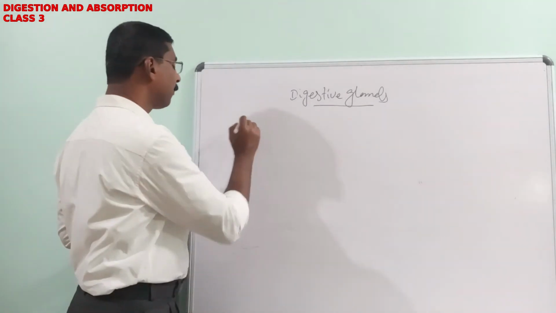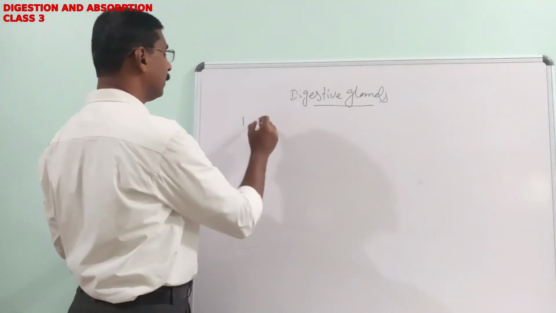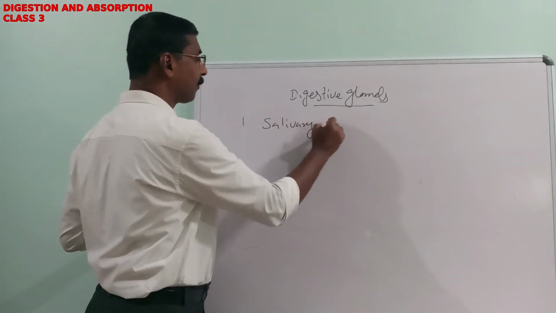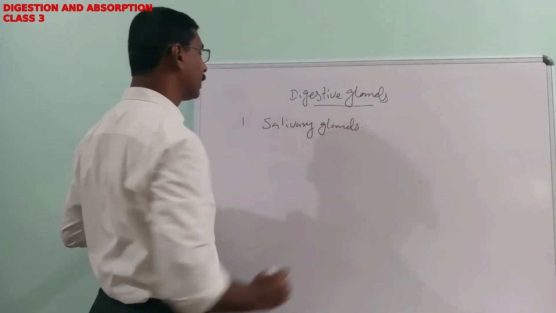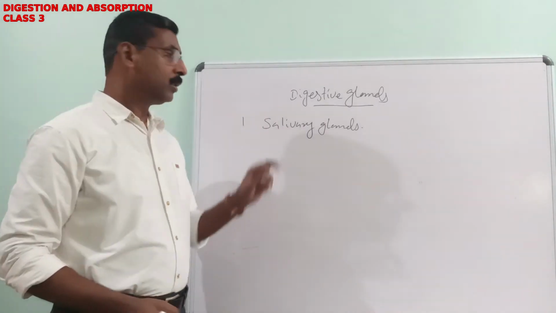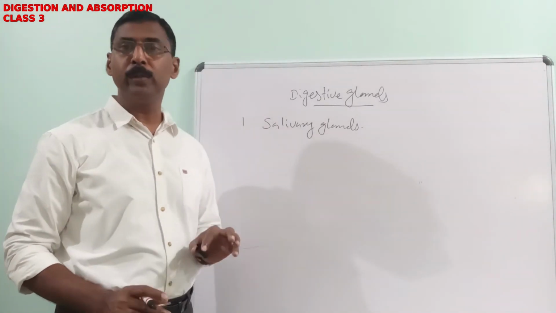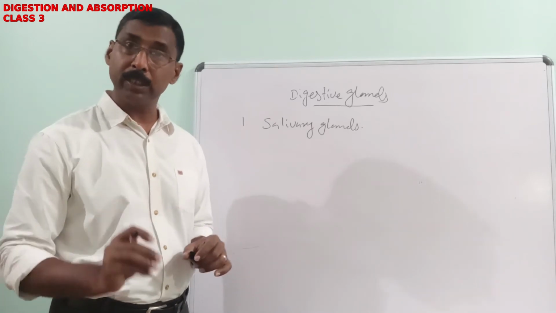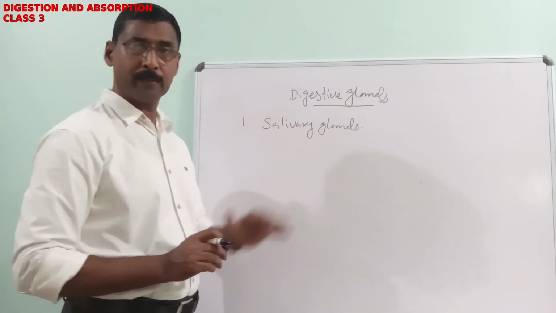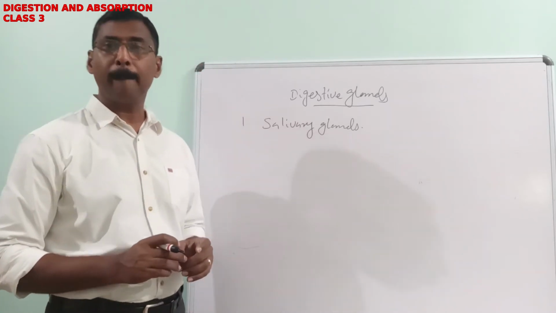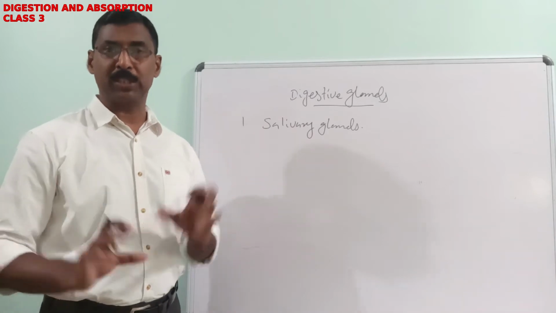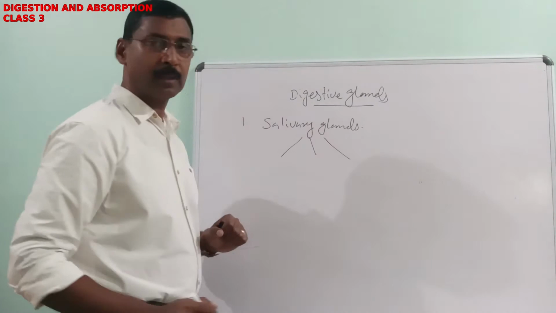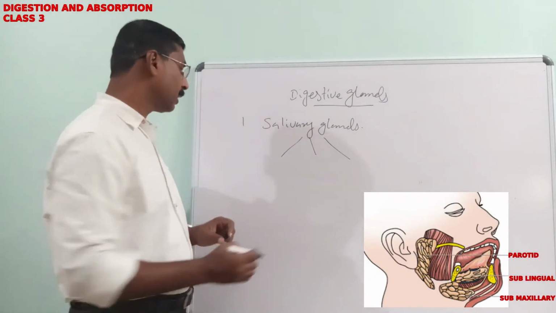The first one are salivary glands. The salivary glands produce saliva. It's a digestive juice which helps in digestion. Okay, salivary glands. 3 pairs of salivary glands are present.